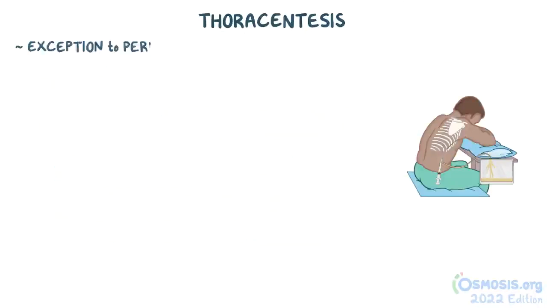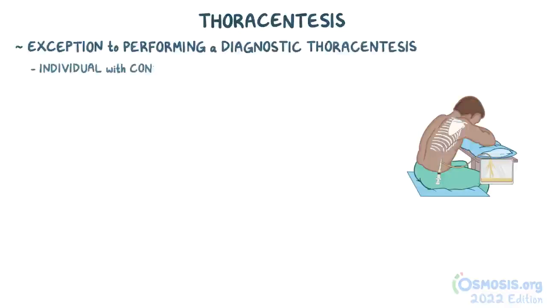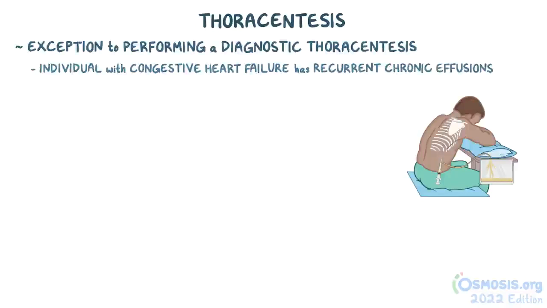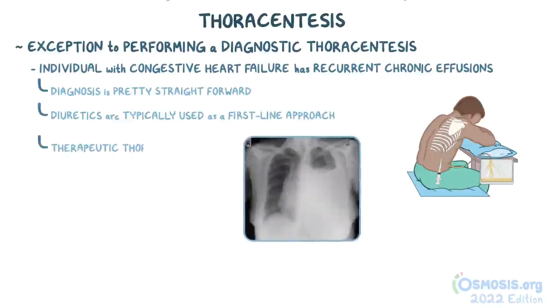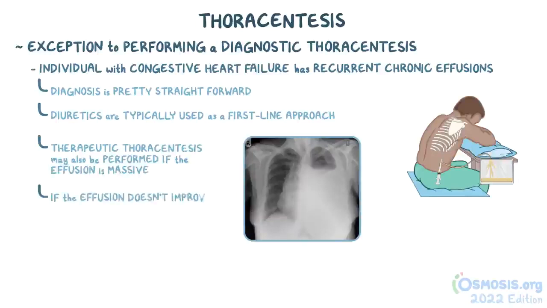Another exception to performing a diagnostic thoracentesis is if an individual with congestive heart failure has recurrent chronic effusions. Then you don't need a sample, since the diagnosis is pretty straightforward. In that situation, diuretics are typically used as a first-line approach. A therapeutic thoracentesis may also be performed if the effusion is massive. Now, if the effusion doesn't improve, then there must be another problem, and a diagnostic thoracentesis may be needed.